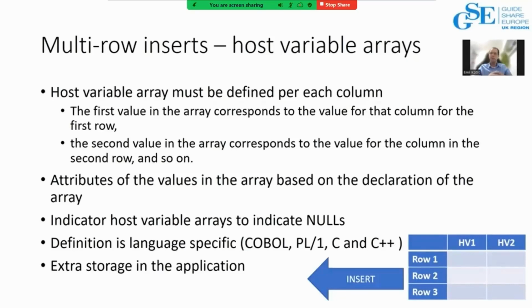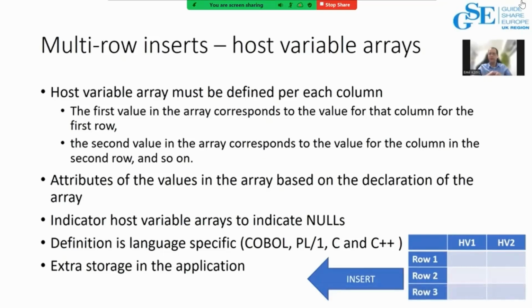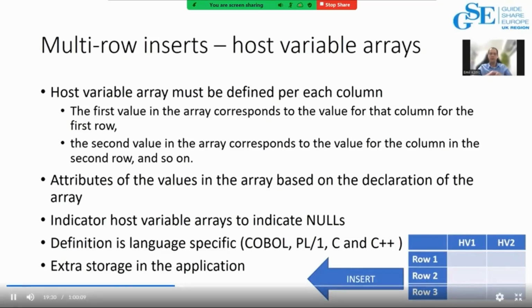But on the diagram, I tried to picture what it is. You have 3 rows in this case, and I want to insert 2 columns for each row. So I need 2 host variable arrays. HV1 stands for host variable 1. The second one is for host variable 2. In host variable array 1, I will have all the values for all the rows for this particular column, column 1. For column 2, I have host variable array 2, and I will have the values for the second column for all the rows.